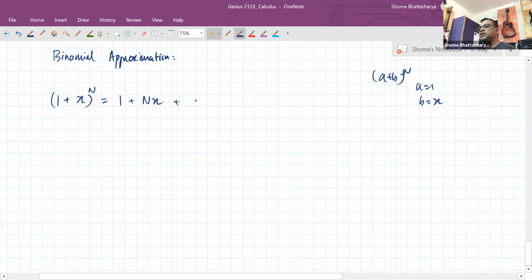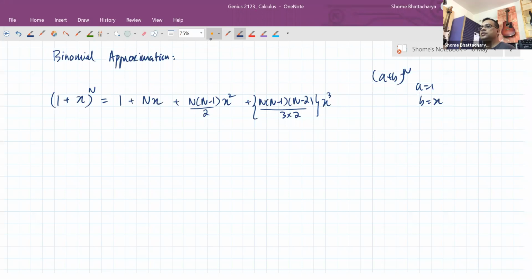The third term becomes n into n minus 1 divided by 2 into a to the power n minus 2, b to the power 2, so x square. Then the fourth term becomes n into n minus 1 into n minus 2 upon 3 into 2, this coefficient, into again a to the power n minus 3, so that will just be 1, into b to the power 3, so it will become like this. So this kind of series will just continue with more terms.